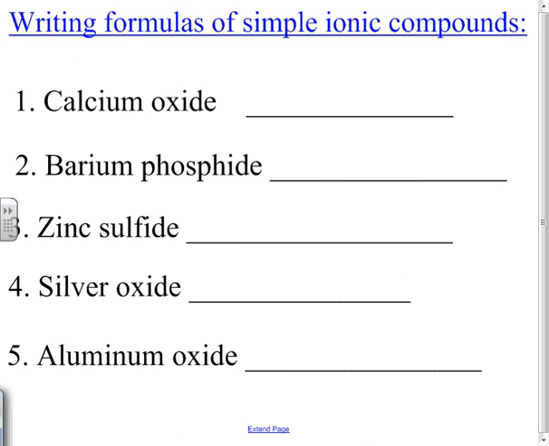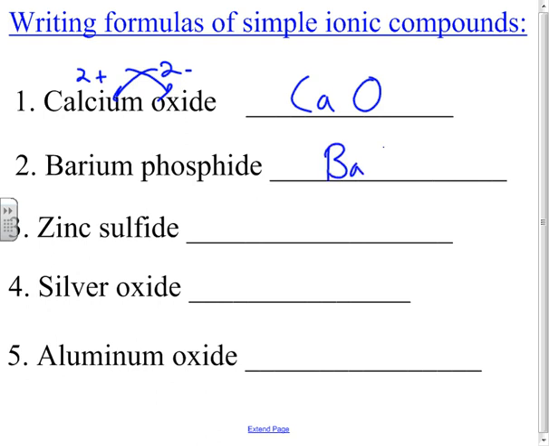In writing the formulas, now you've got to figure out the subscripts of the numbers. Calcium is Ca, oxygen is O. Calcium from the periodic table has got a 2+ charge, oxide's a 2-, so 2 and 2 gives us the same number of positive charges, but I don't want to write 2 and 2 because ionic compounds must always be reduced to the lowest whole number ratio, so we're just going to leave that as CaO.